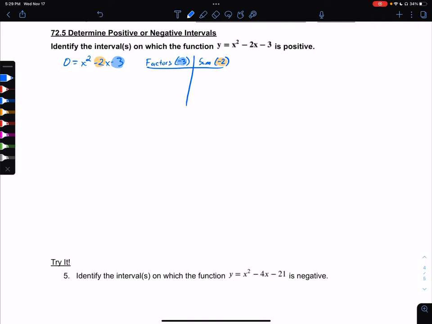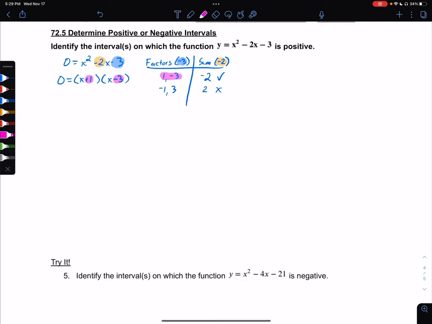Factors of -3 would be 1 and -3 or -1 and positive 3. 1 and -3 has a sum of -2, which is what I'm looking for. This one has positive 2, that doesn't work. So my factors are 1 and -3. I'm going to rewrite my expression in its factored form: two binomials, x plus 1 and x minus 3.